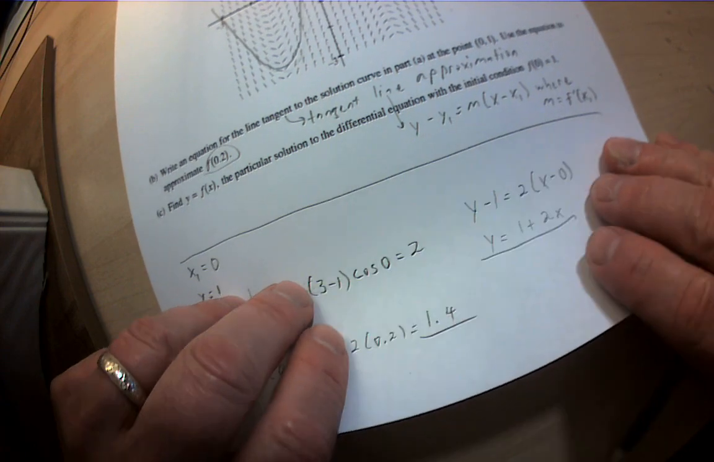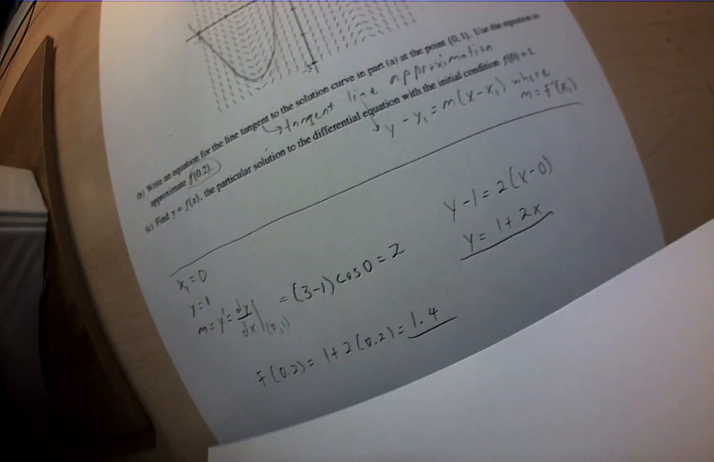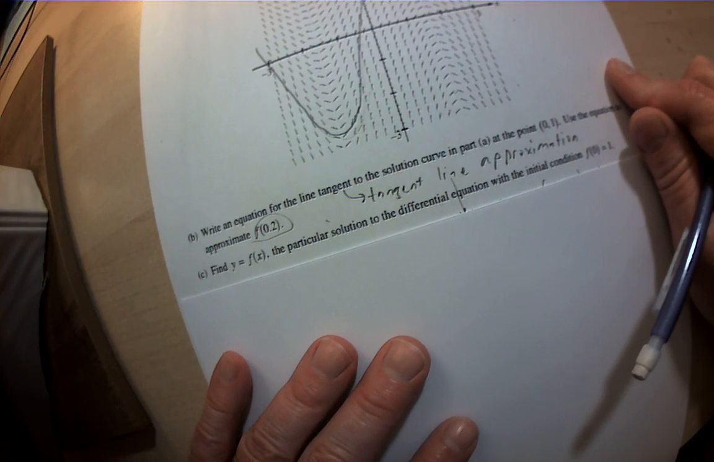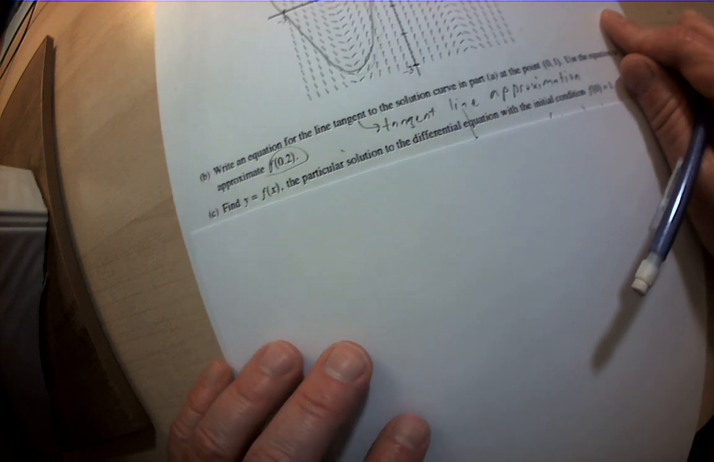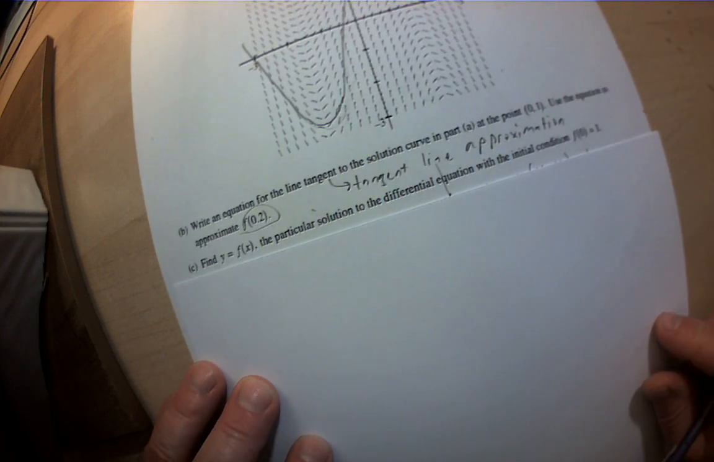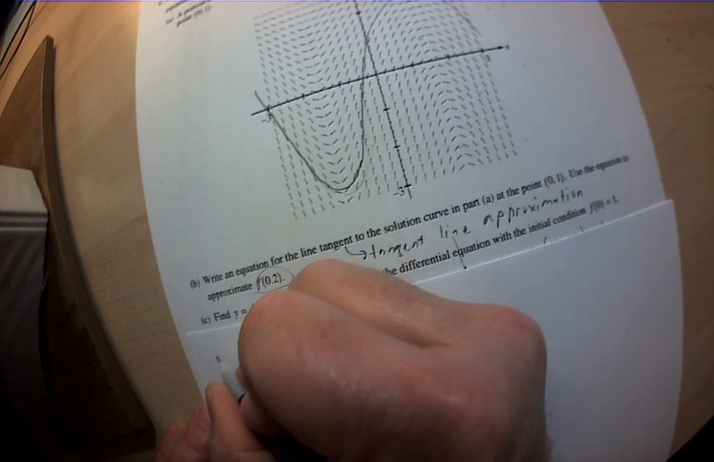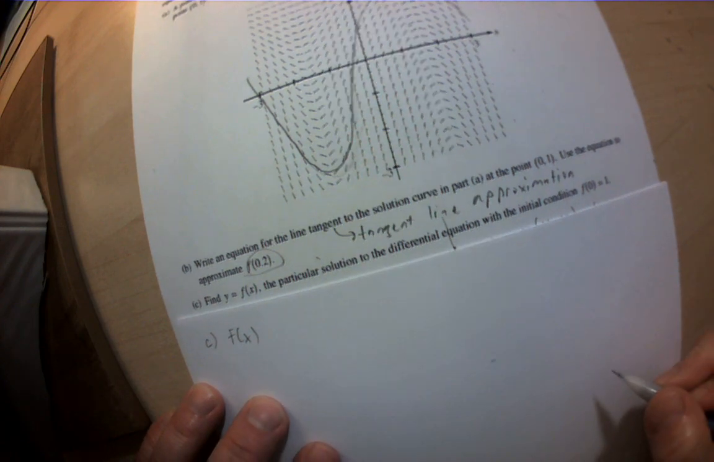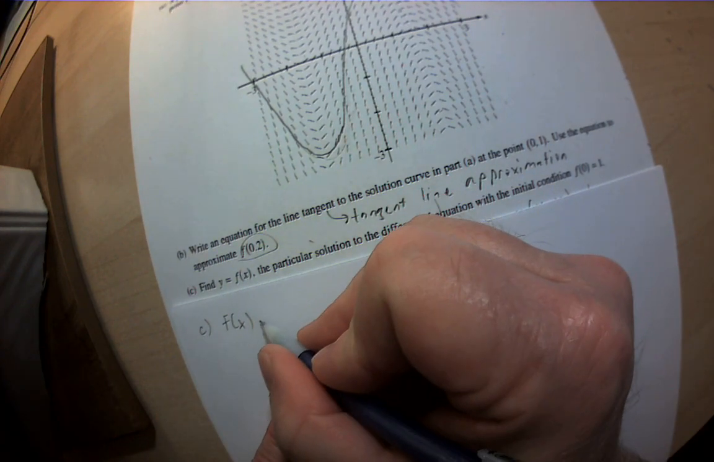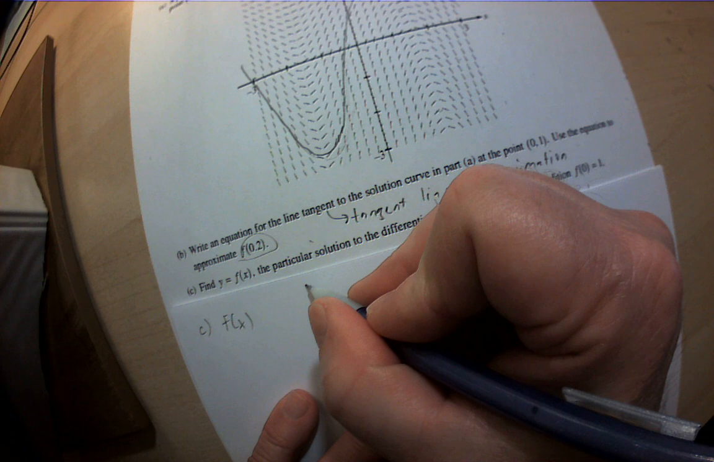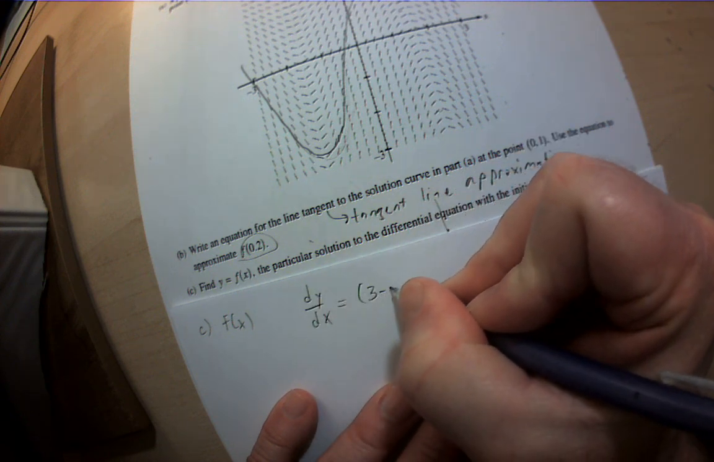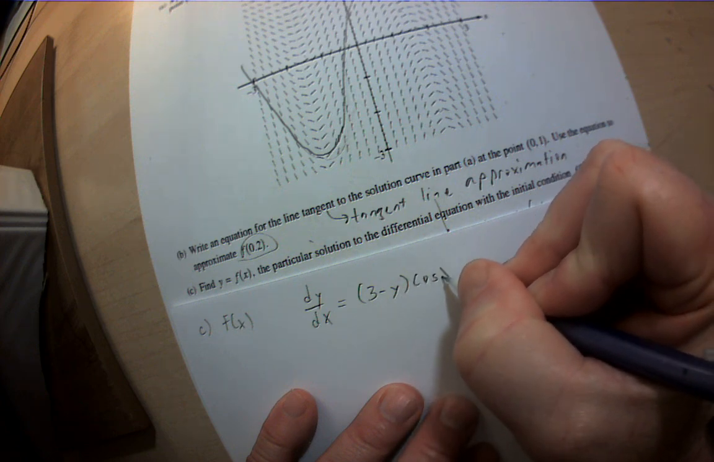The next problem, part C. Find y equals f of x, the particular solution of the differential equation with the initial condition f of 0 equals 1. So guys, what they're looking for in part C is they want f of x. They want the particular solution. So I've got dy over dx equals 3 minus y times cosine of x.